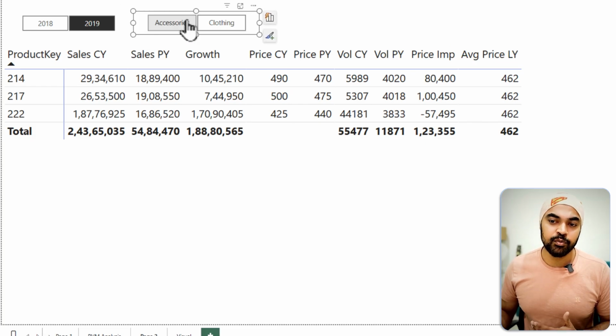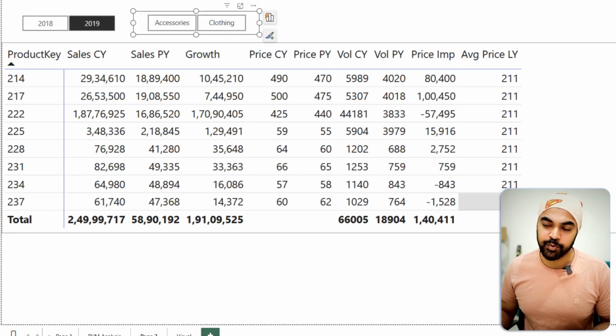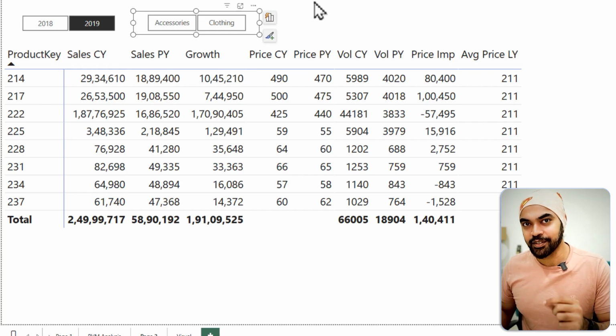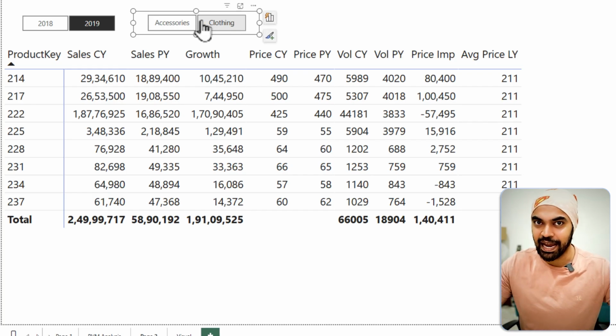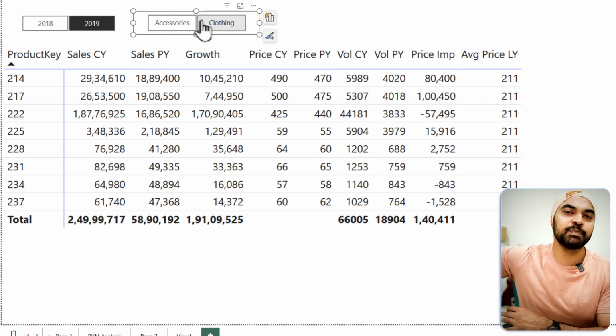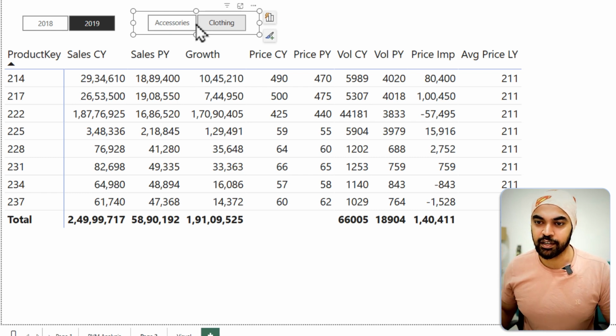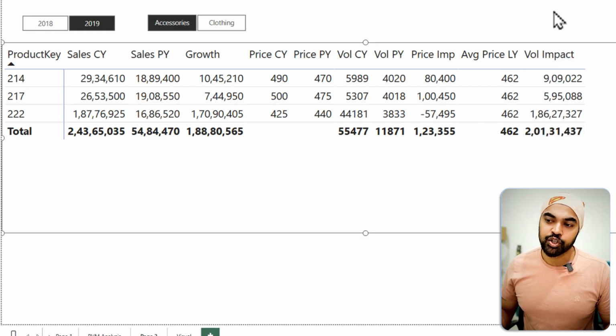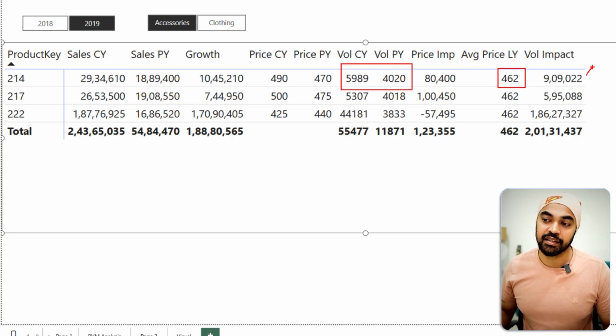Now, if I happen to remove the filter, I am going to get a different average pricing, but this is a very skewed average pricing. So I always have to do this analysis by a certain category or the class of the products, because I can't be comparing very expensive products and very cheap products inside of the company. So I'm just doing this analysis across the accessories right here. Now I'm going to drag the volume impact formula, which is nothing but the average price last year multiplied by the volume difference right here, and that is nothing but my volume impact.